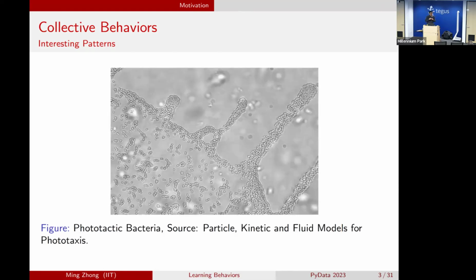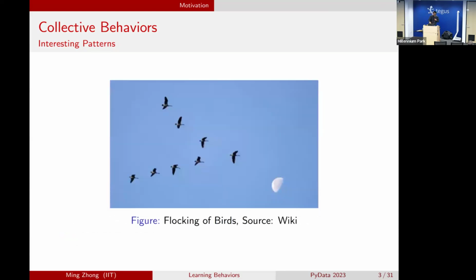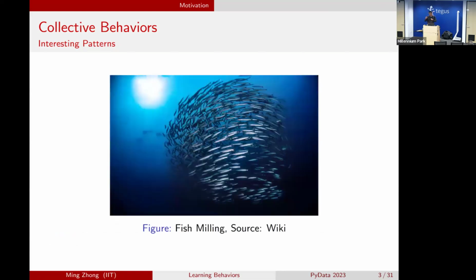And patterns don't need to be static. They can be dynamic. Shown here is a finger-like pattern formed by a group of phototactic bacteria, meaning that they actually eat light as their food source, and they move whenever you light a light source somewhere. They move in this aggregated way, forming these fingering-like patterns. It can also be relatively static, like this V-shaped pattern formed by a group of birds. And these patterns can be really geometrically complicated, like this 3D spherical shape formed by a group of fish.